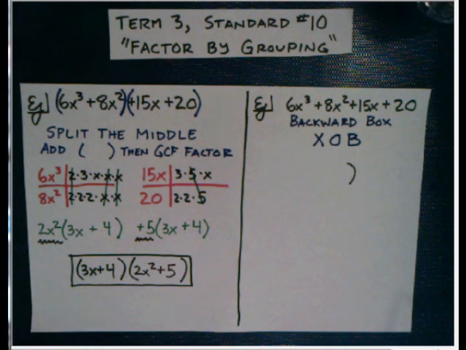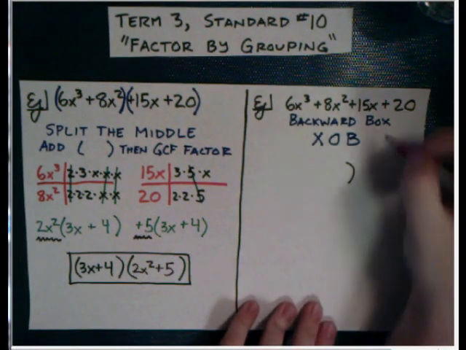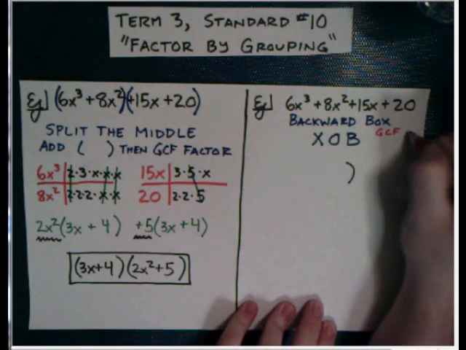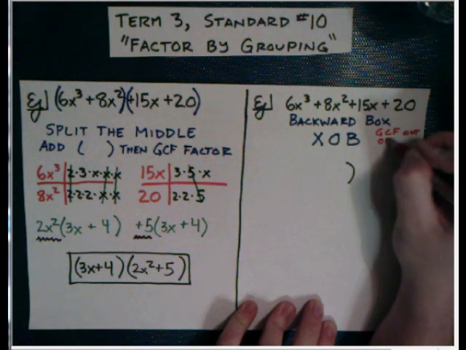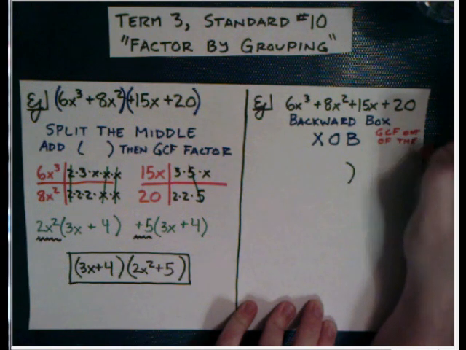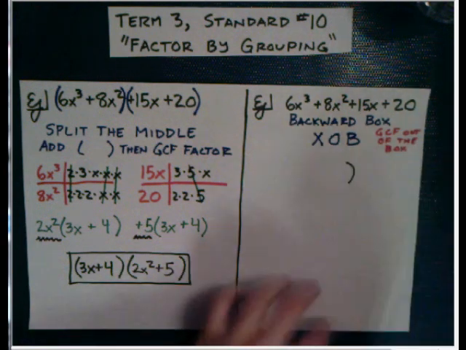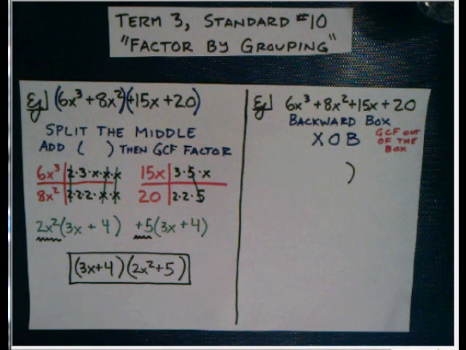So, in using the backwards box, we're also going to be using GCFs, but instead of multiplying into the box like on standard question number 7, we're actually going to be GCFing out of the box. So, GCF out of the box. We're going to start with that same box.